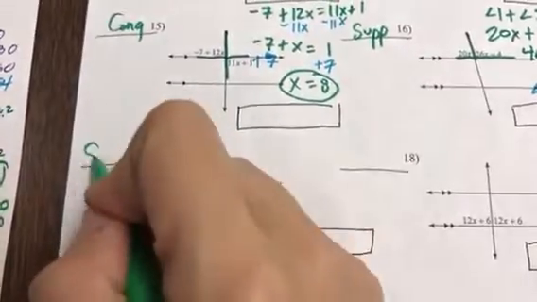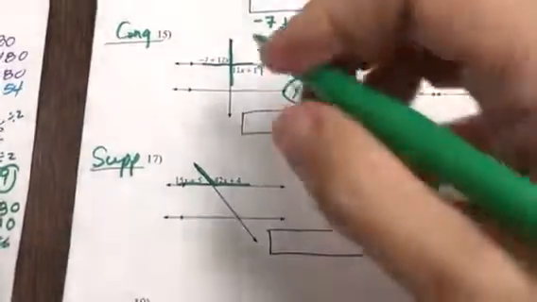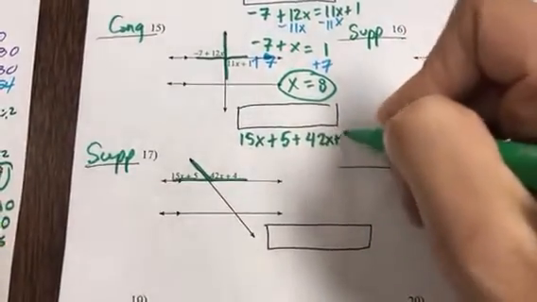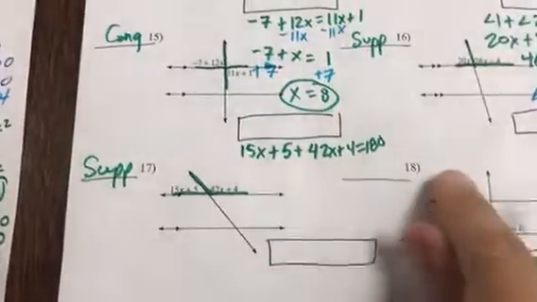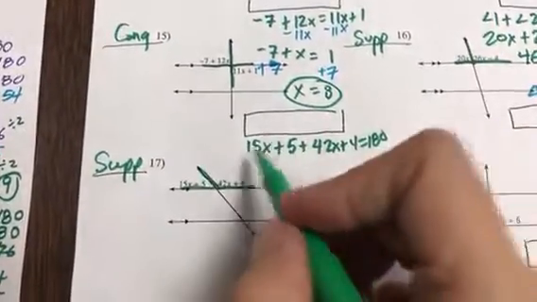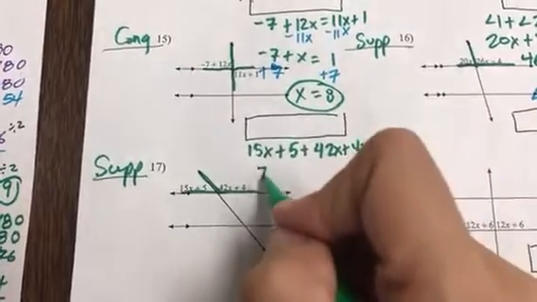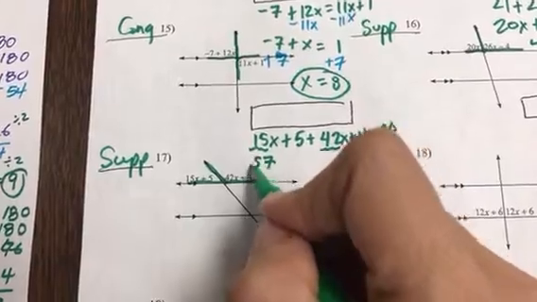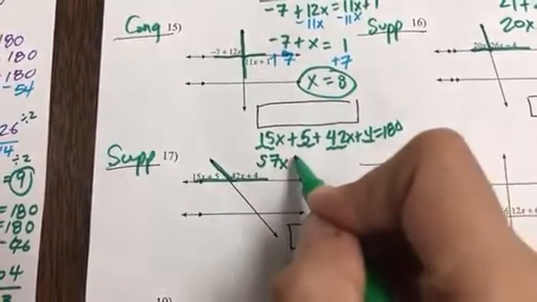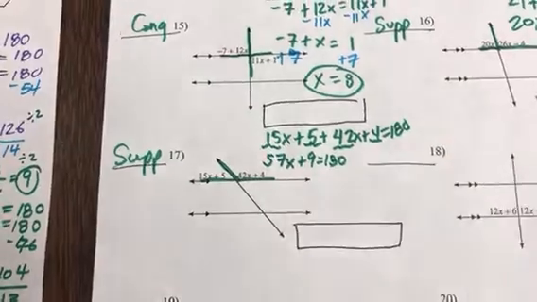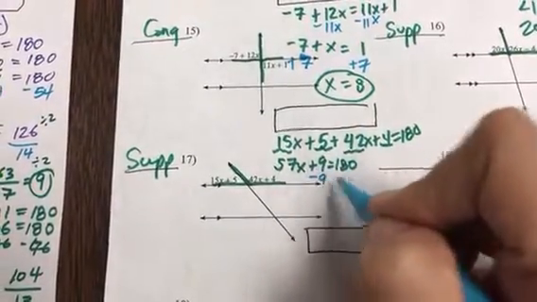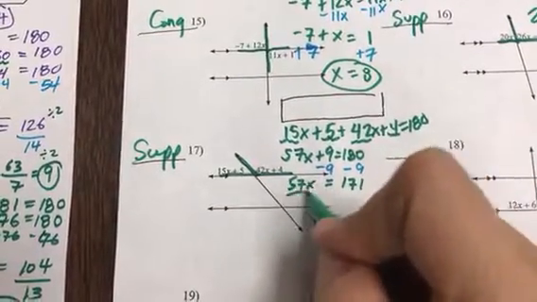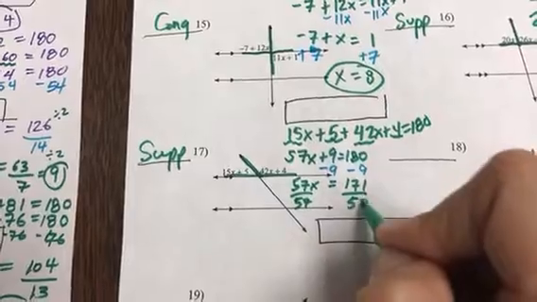One's small, one's big. That means they can't be equal. So they have to add up to 180. Now these are a little longer problems, so you might want to copy them on another piece of paper, but I'm going to try to squish it on here. Combine this and this. Combine this and this. Subtract 9, subtract 9. Divide by 57.